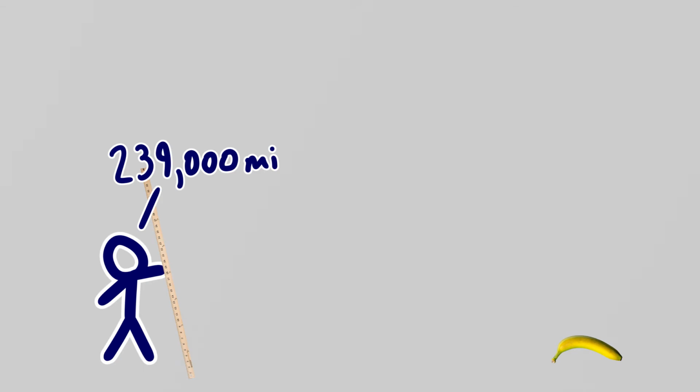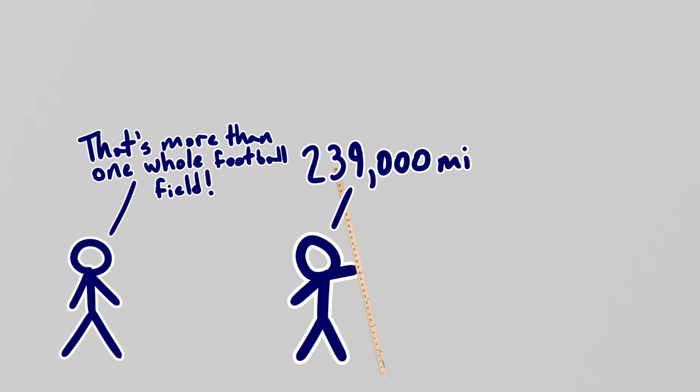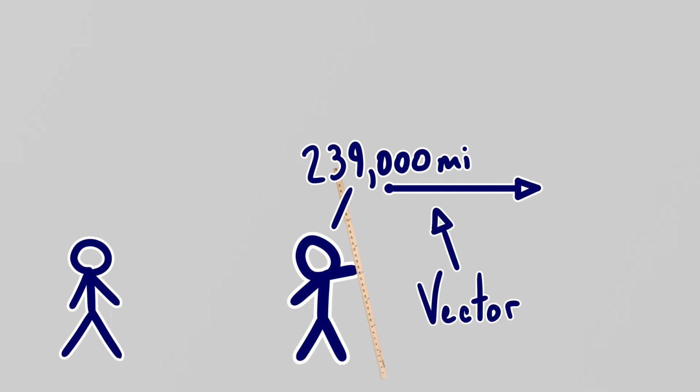If I take an object and chuck it, and then from my back pocket I pull out a meter stick and measure how far it went, if I told you I found that it went 239,000 miles, your first intuition might be, wow, that's bigger than one whole football field. But that 239,000 miles is a scalar value. But if I then say that it was 239,000 miles that way, that is a vector value.